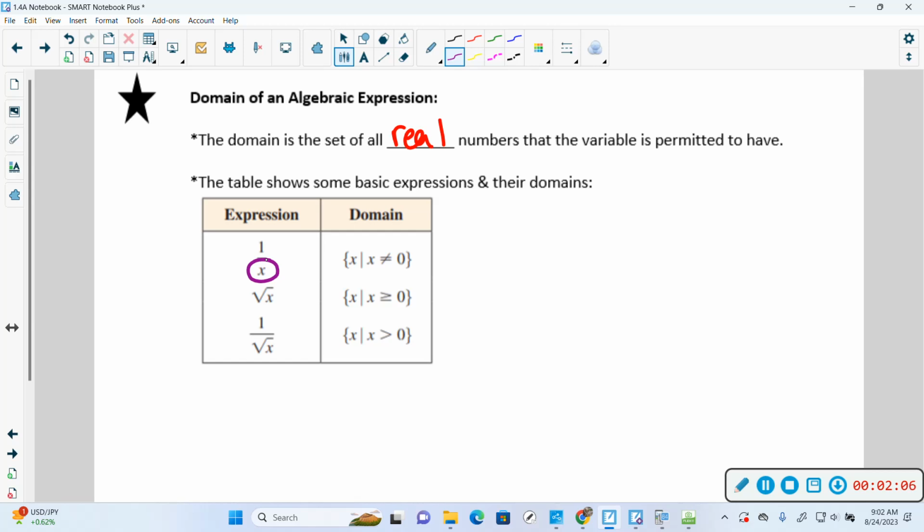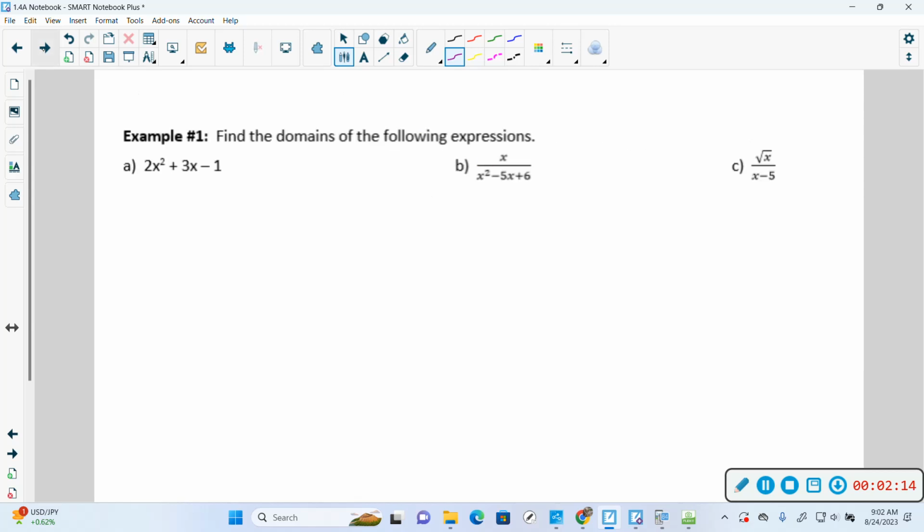So when we talk domains, we're going to do a couple of these. What you're really worried about is what numbers make the bottom 0. You can't use them. 0 under the line, undefined.